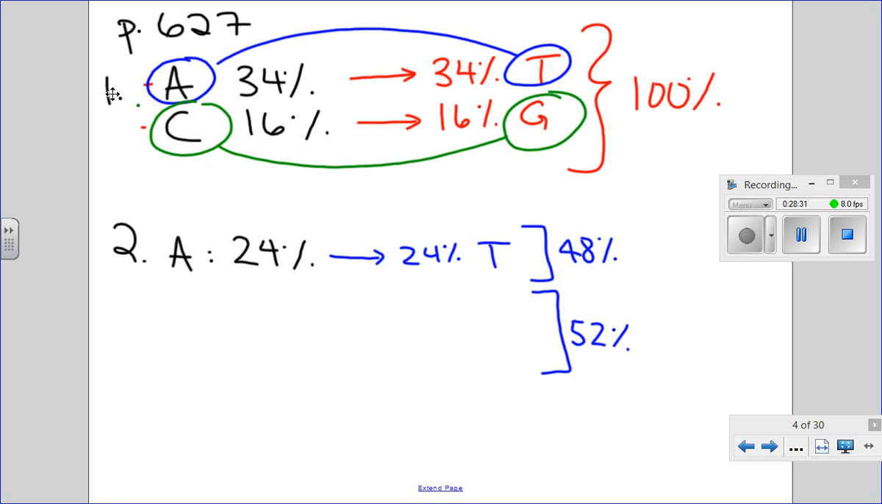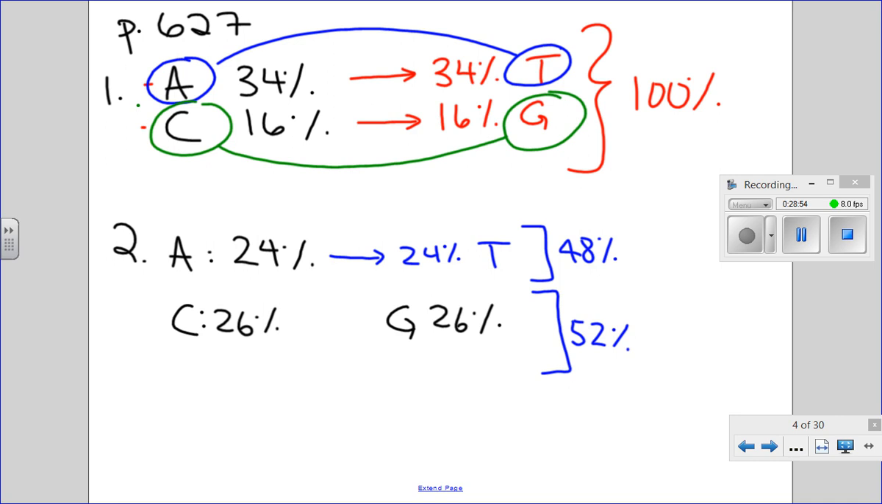And I know that there are 2 letters, and they have to be present in equal quantities. So I would know that C and G each have to be half of that 52%. So if I take 52 and divide it in 2, I get 26%. So that is the way I would go about solving this.